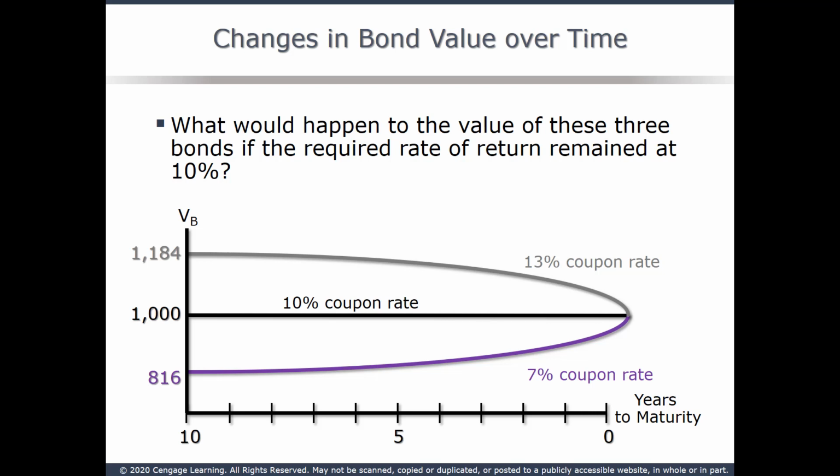If the required return remains constant, the value of a premium bond would decline over time until it reached 1,000. The value of the discount bond will increase until it reaches 1,000.